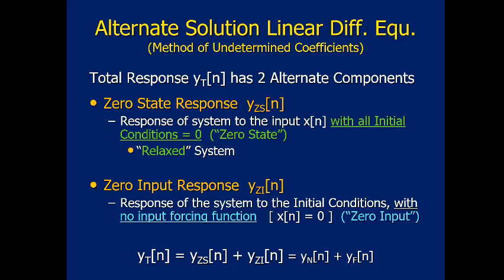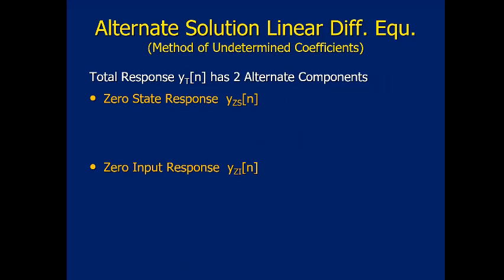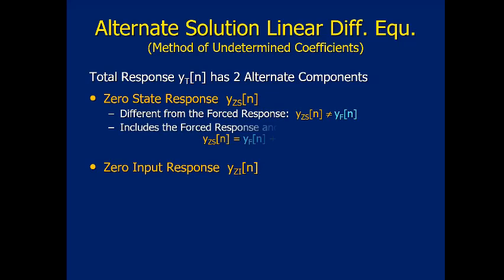So instead of separating into forced and natural responses, the different shaped responses of the system, reorganize it to what was the source of the response. Did it come from the input or did it come from the initial conditions? The zero state response sounds conceptually like the forced response. It's the response to an input signal, but it's not. It includes more than just the forced response.